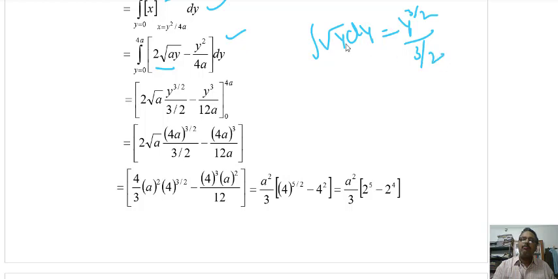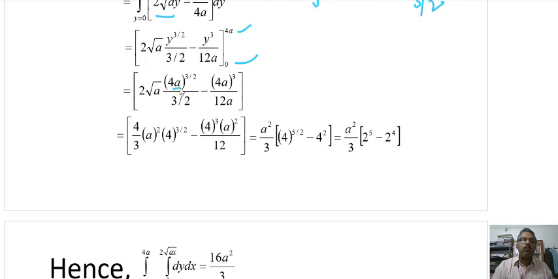Because y power 1 by 2, using the formula integral x power n dx equals x power n plus 1 by n plus 1. Y power 3 by 2 by 3 by 2, with 2 into root a. Now y integration is y cube by 3, 3 fours are 12a. Now substitute the limits 4a and 0. First put y equals 4a: 4a whole power 3 by 2. This is a constant term. If you put y equals 0, this term becomes 0.